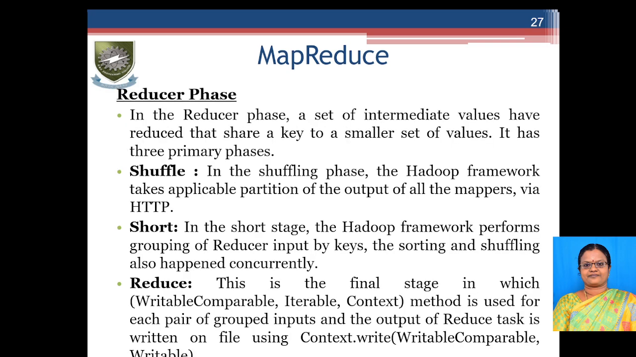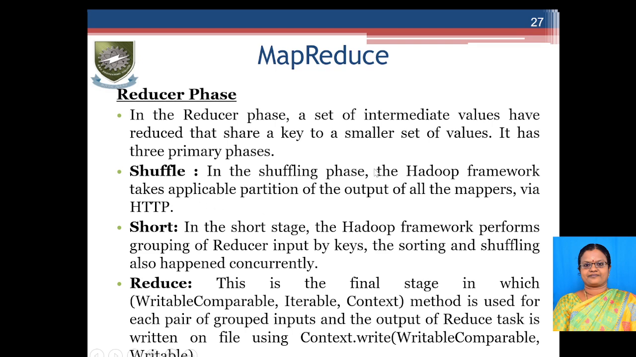Whereas in the reducer phase, the set of intermediate values which we received from the map is used here. It has 3 primary phases. The first one is the shuffling, the second one is the sort, and the third one is the reduce.